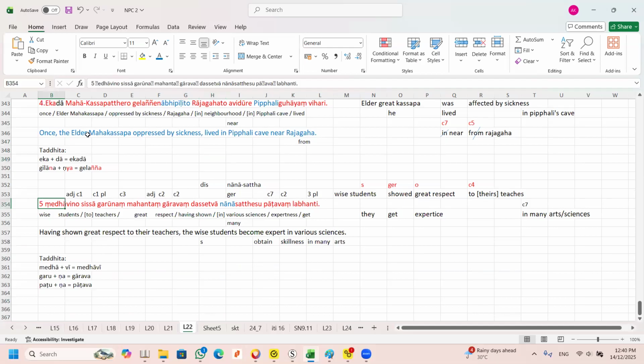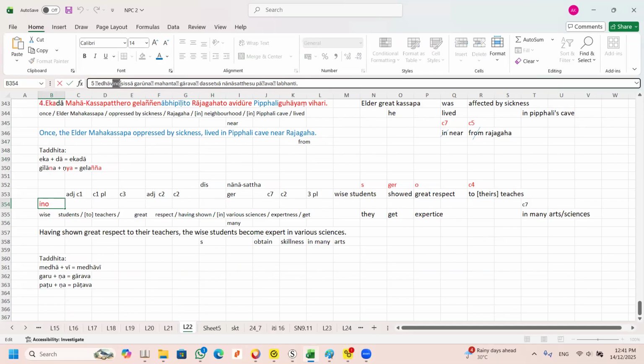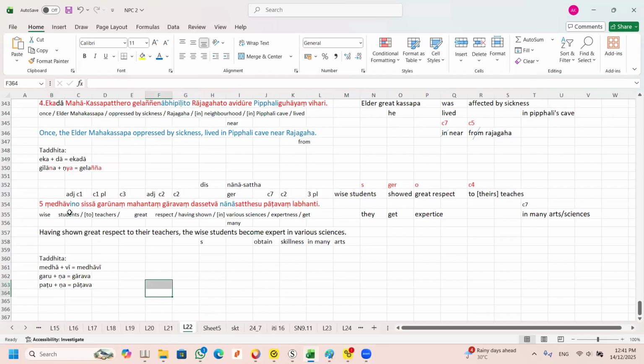Okay, in this case, you know that this is a plural of e. This name is Medawa plus e, meaning you plus e. So this is a plural. Sisa is also plural. So the adjective is plural. It means wise students. So this is the subject, wise students.